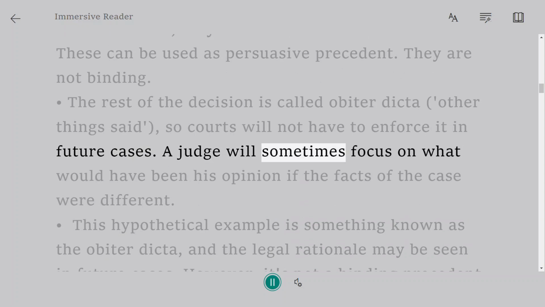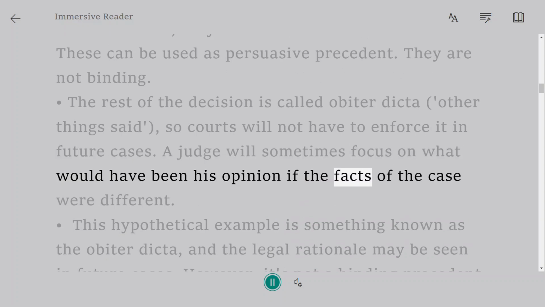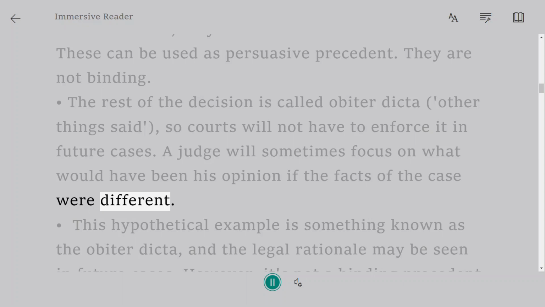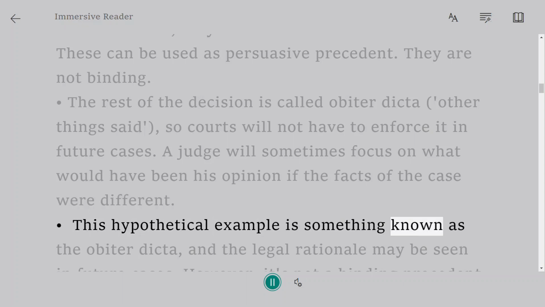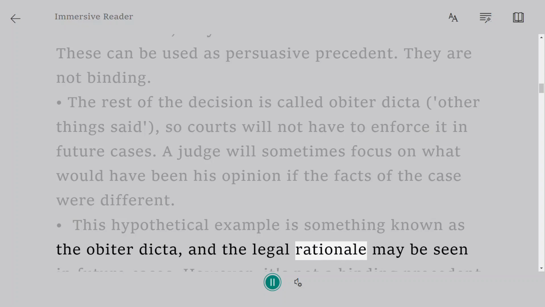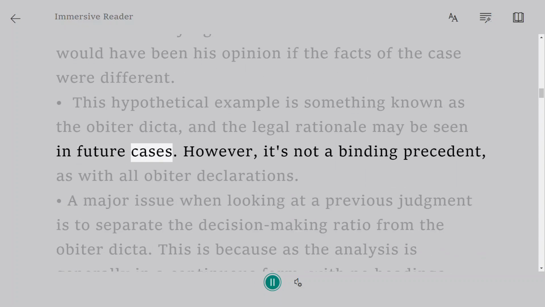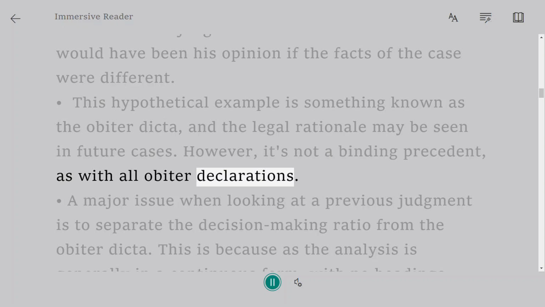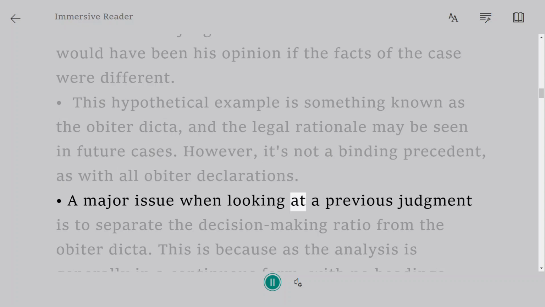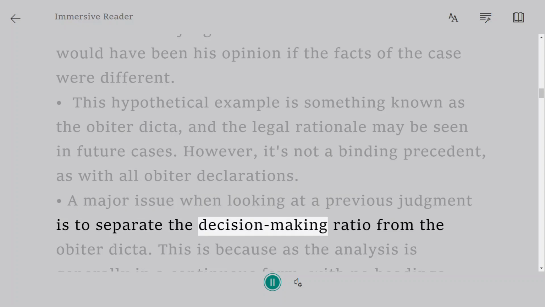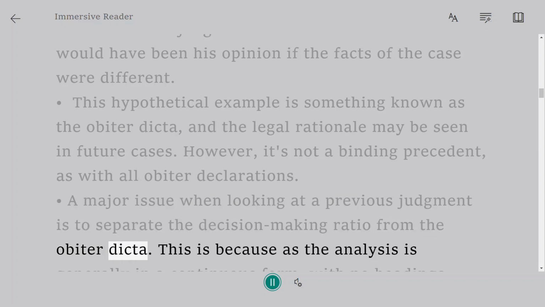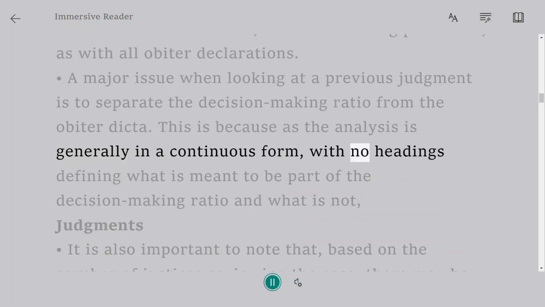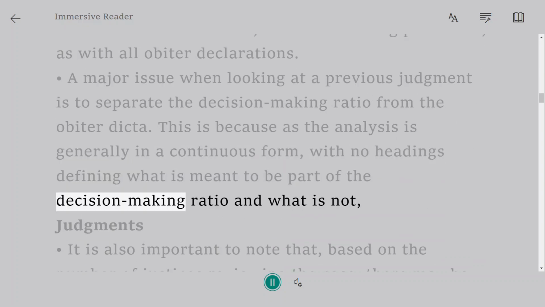A judge will sometimes focus on what would have been his opinion if the facts of the case were different. This hypothetical example is something known as the obiter dicta, and the legal rationale may be seen in future cases. However, it's not a binding precedent, as with all obiter statements. A major issue when looking at a previous judgment is to separate the ratio decidendi from the obiter dicta. This is because the analysis is generally in a continuous form, with no headings defining what is meant to be part of the ratio and what is not.